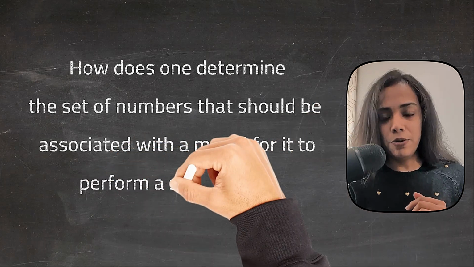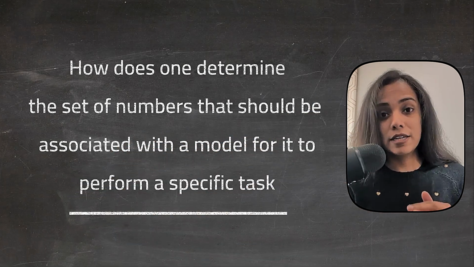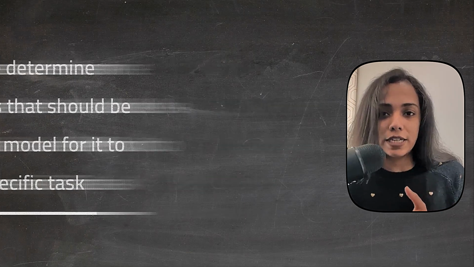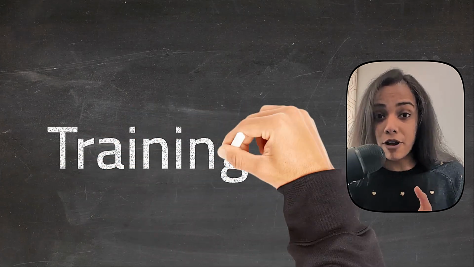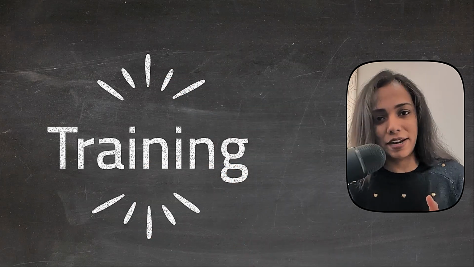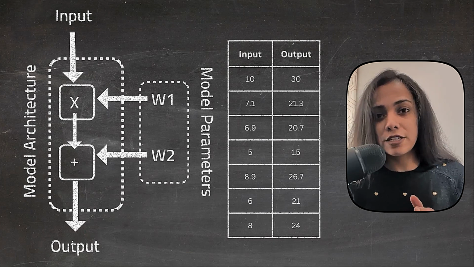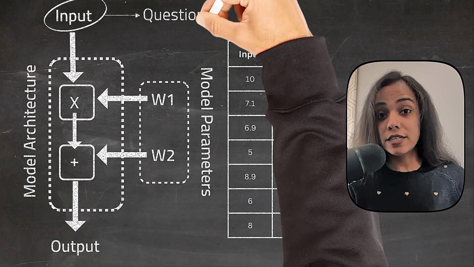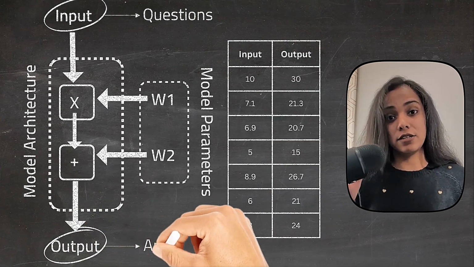How does one know what are the set of numbers that should be associated with the model for it to do a specific task? The process of figuring this out is called training. During the process of training, the model is fed with a very large amount of data, where you provide it with the question as well as the answer.